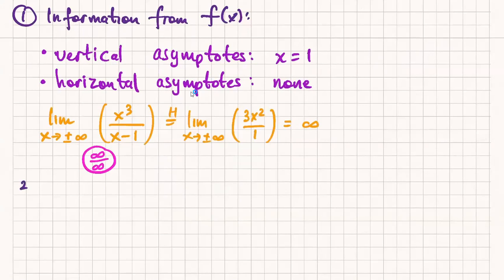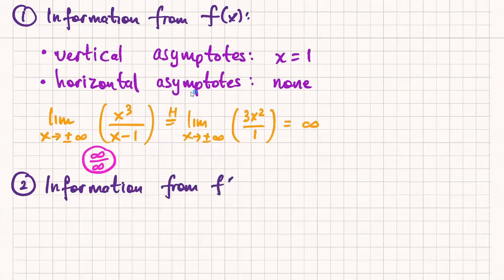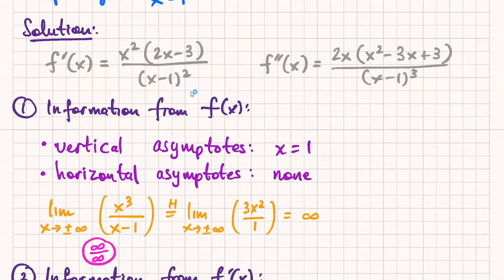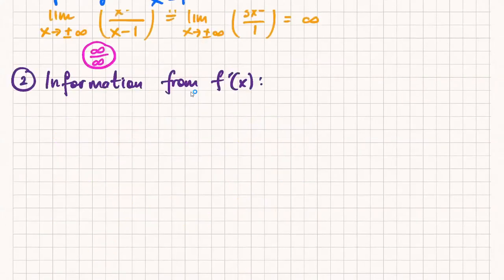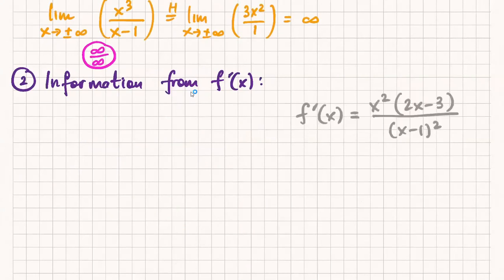Next, information from the first derivative. The subtlety that we haven't seen yet is going to actually appear in the first derivative. So even if we don't get to the second derivative, that's okay. First of all, we make a sign chart. What are our cut points?